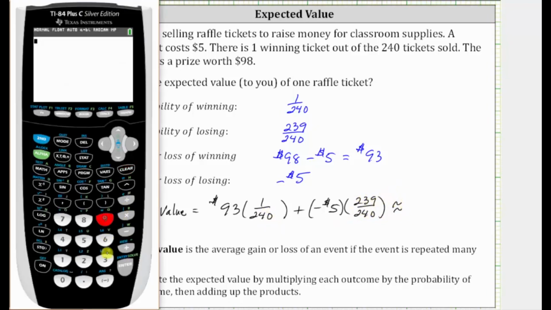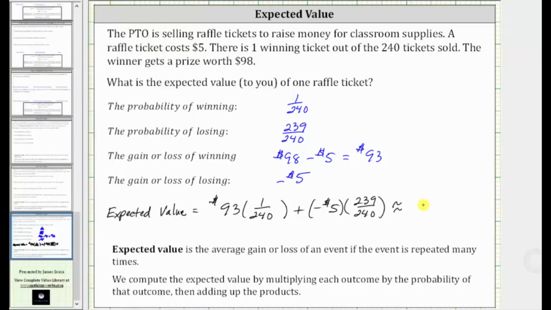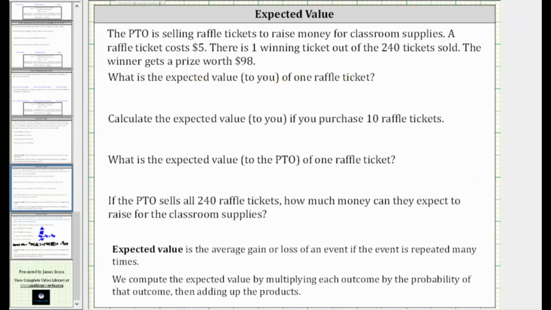So we have 93 times 1 divided by 240 plus negative 5 times 239 divided by 240. And enter. To the nearest cent, we have negative $4.59. So going back to the first slide, the expected value to you of one raffle ticket is negative $4.59, which means you can expect to lose $4.59 for buying one raffle ticket.